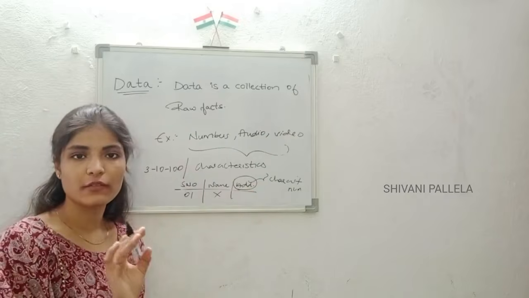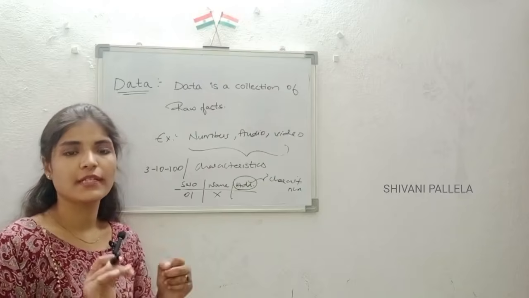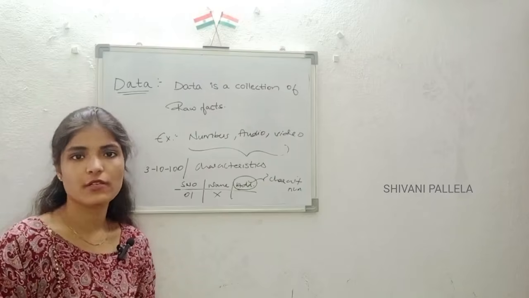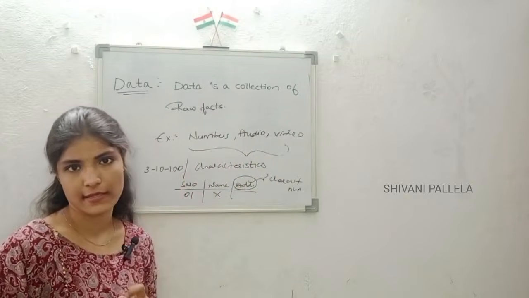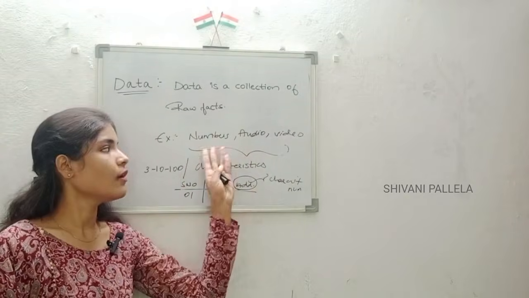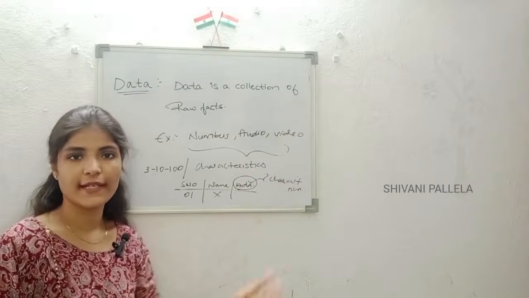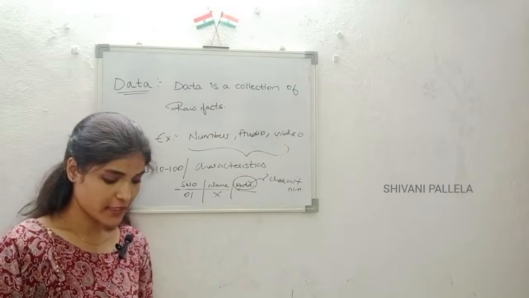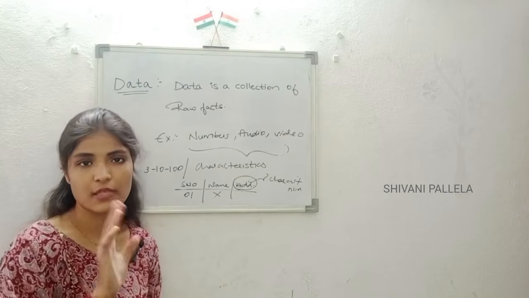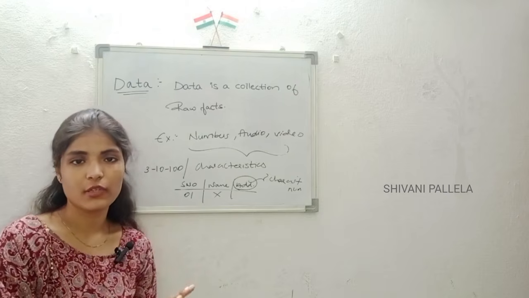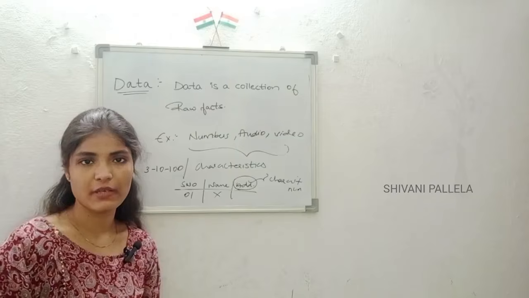If they ask what is meant by data, data is a collection of raw facts which is recorded in real world entities, example number, audio, video, characters. In all these forms you will get that data. So this is the data. You should understand what is meant by data, then only will you understand all the concepts you have in your RDBMS subject.